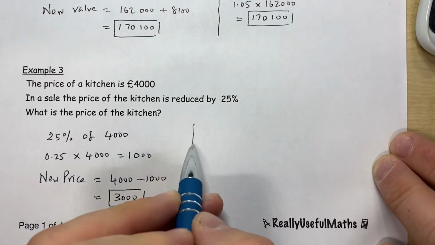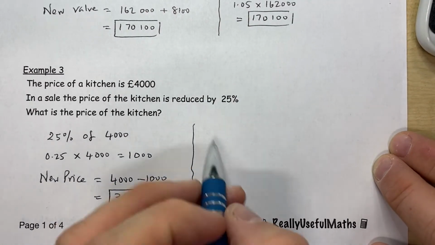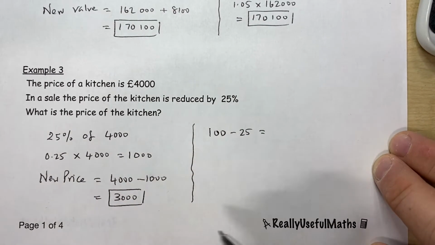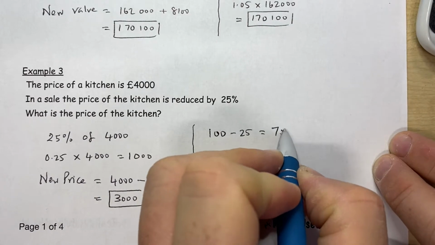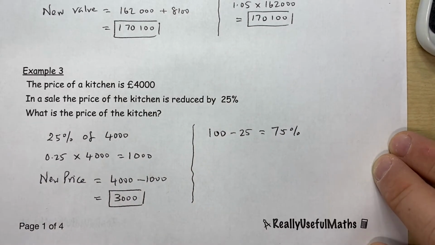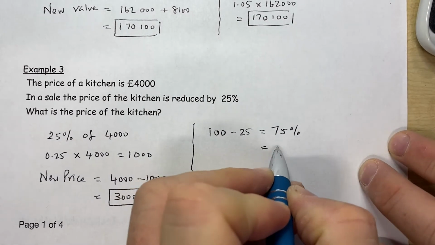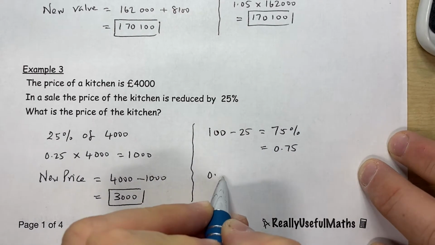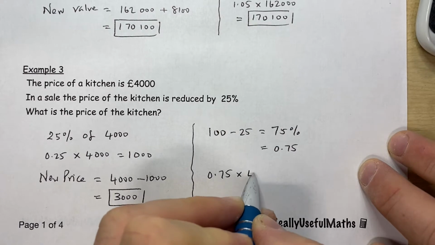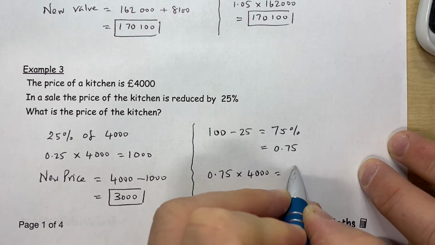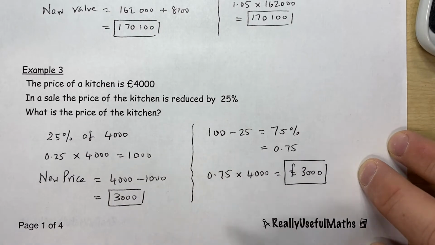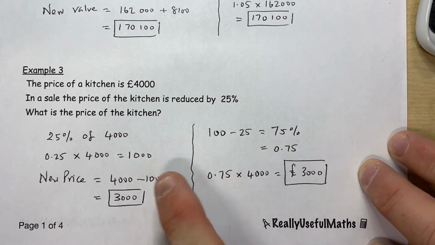Now if I use the alternative method, because it's been reduced, we don't add 25%, we take 25% off, which means that the new price will be 75%. Now 75% is 0.75 as a decimal. And if I was to work out 0.75 lots of £4,000, we would get the answer £3,000 straight away. Again, it's your choice which method you prefer to use.